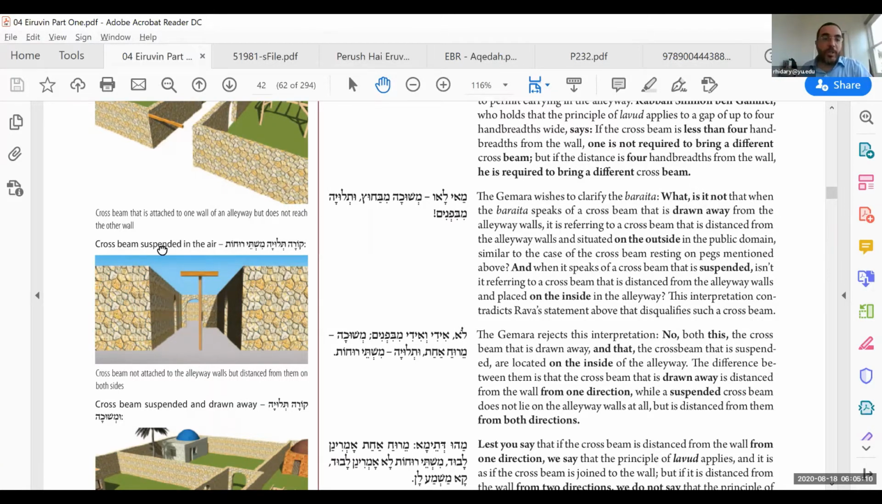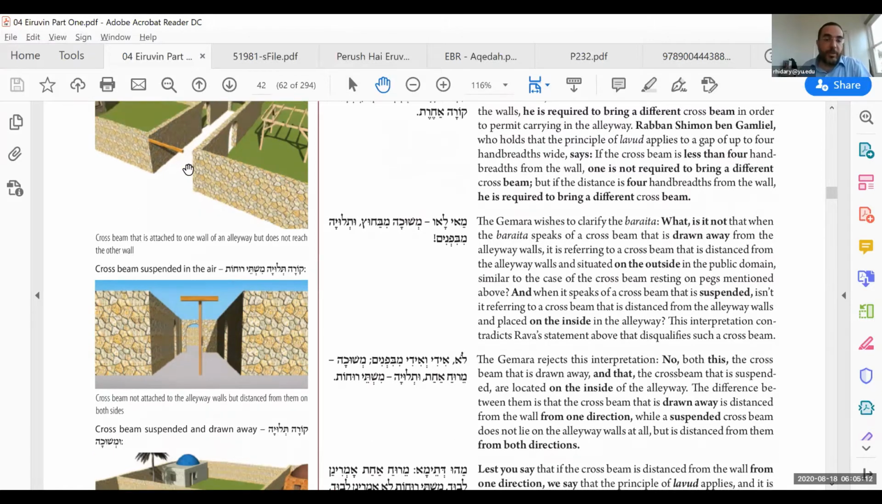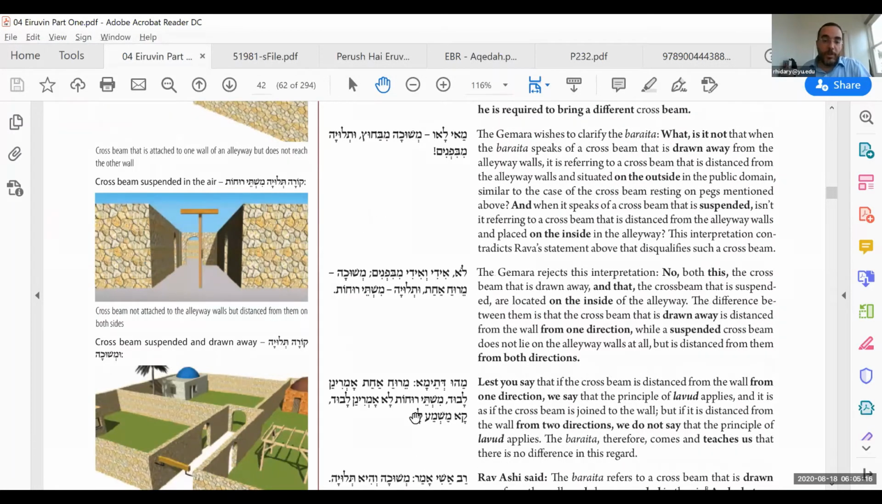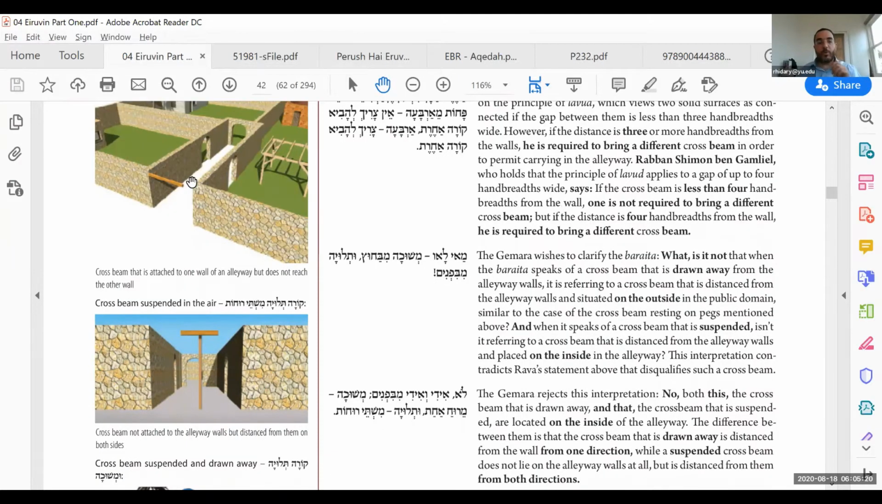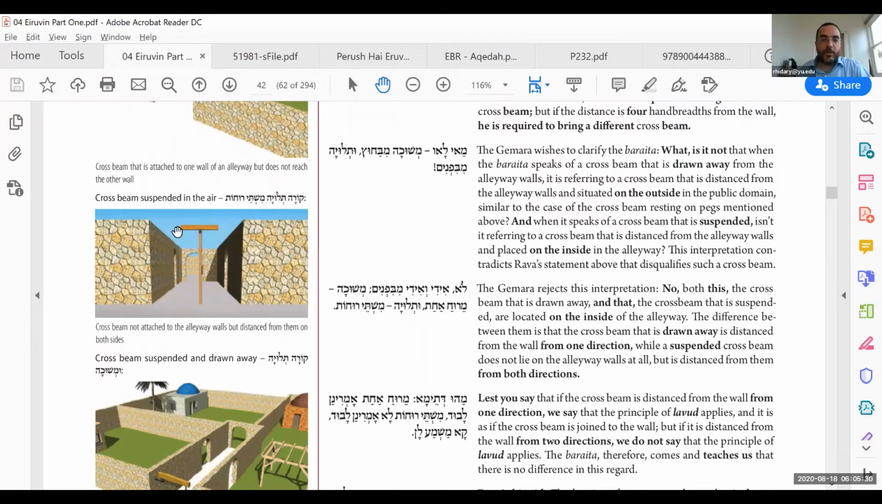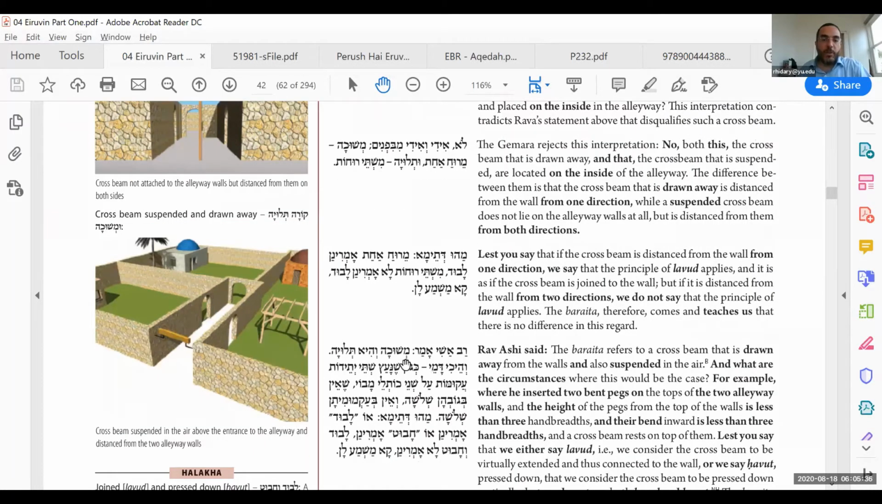Why do we need these two cases? I mean, we have the principle of lavud. And you might have thought that lavud could only work on one side. You're going to apply one lavud to one beam, but you might have thought you can't do it on both sides. And so therefore, that baraita comes to teach that even in this case, you can apply lavud on both sides. Good.